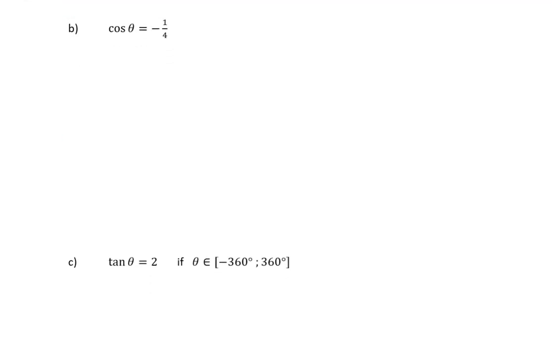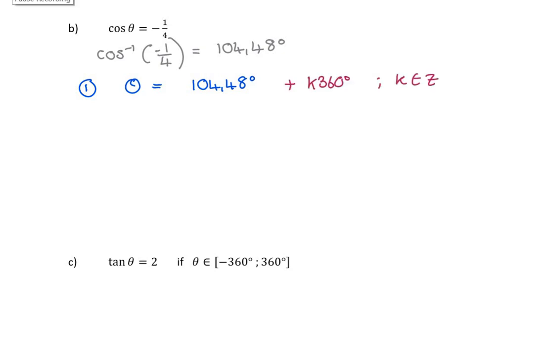Right, how do we solve pretty much every cos equation? Well, we do shift cos of, in this case, negative a quarter. And my calculator tells me that's 104.4775, so 104.48 degrees. Now that makes sense because that would be quadrant 2. So that means my first answer for theta is 104.48 degrees. And don't forget my plus k360.